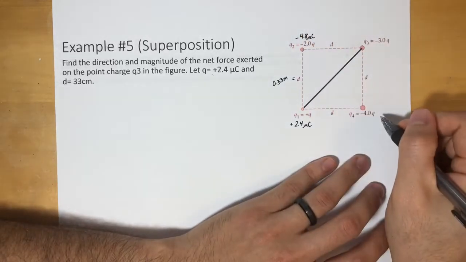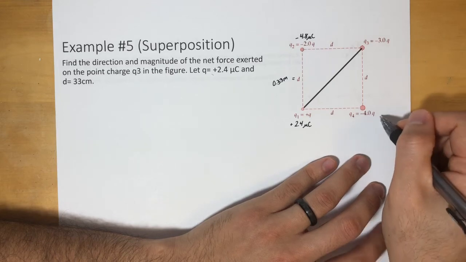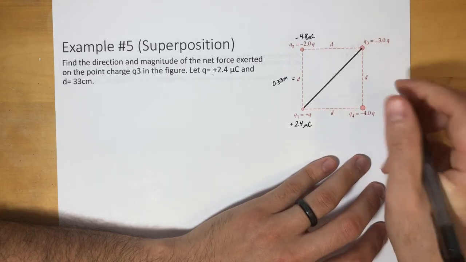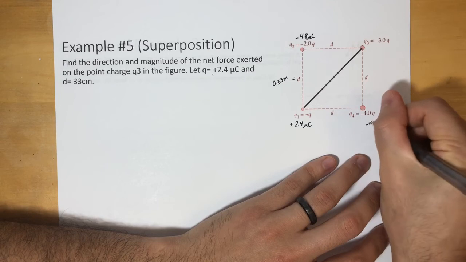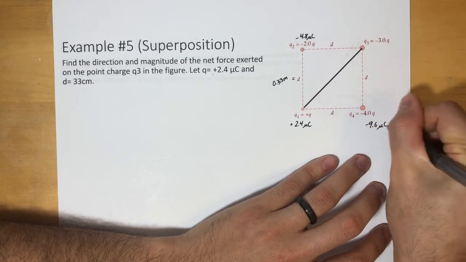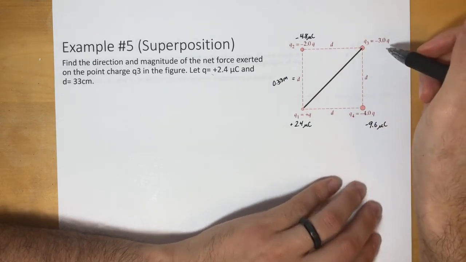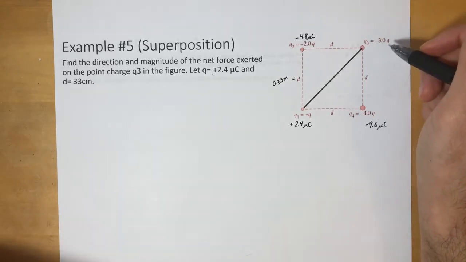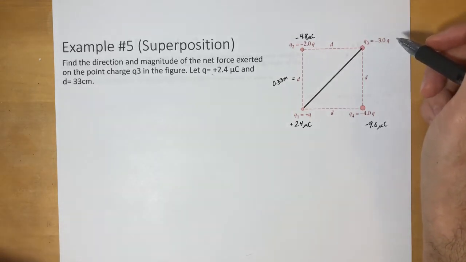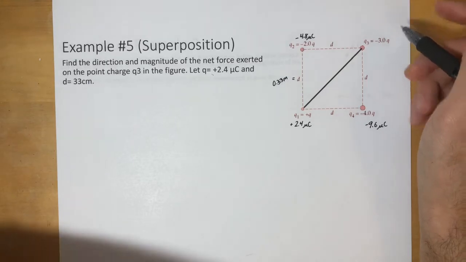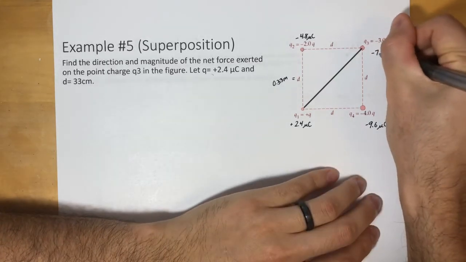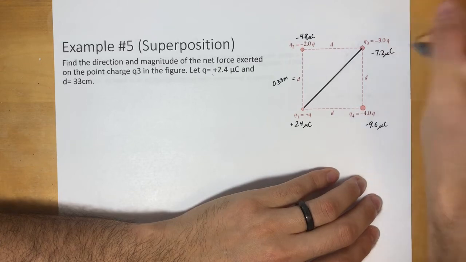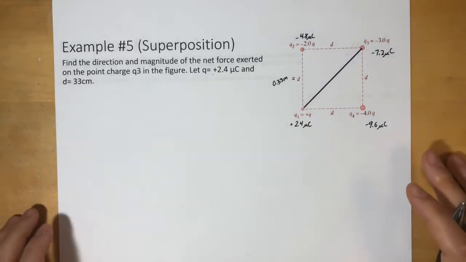This one is going to be negative 4q, so that's going to be negative 9.6 microcoulombs, and then this one is going to be 3q, so that's going to be negative 7.2. And which way should I put that? I guess I will put it this way: negative 7.2 microcoulombs. Okay, so that's how it should all be set up.